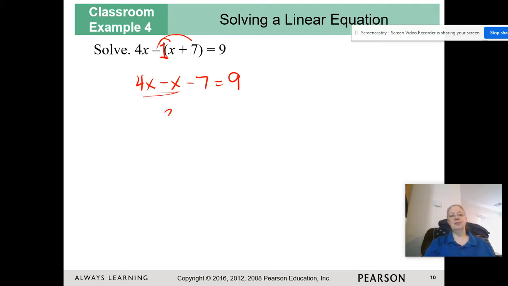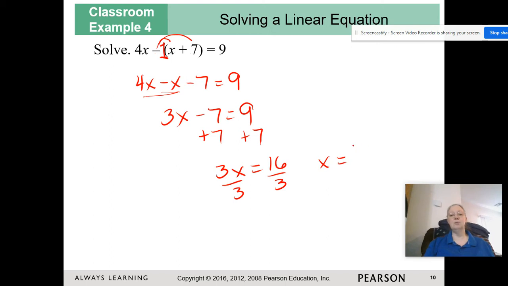We're going to combine our x's. And we're going to add 7 is equal to 16, divide by 3. Do not give me a decimal. No decimals. And I don't want a mixed number either. So improper fraction, reduced improper fraction.